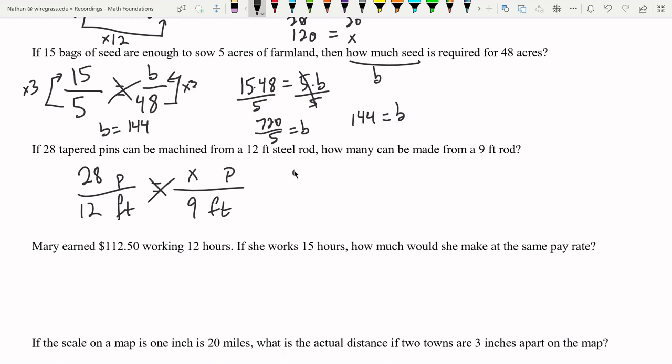So 28 times 9 equals 12 times x. 28 times 9 is 252. And now I can divide by 12. So divided by 12, I get 21. So 21 tapered pins can be machined from 9 feet of steel rod.